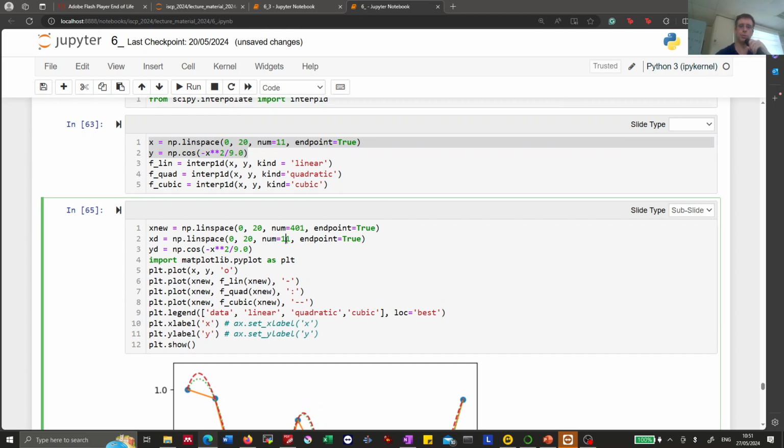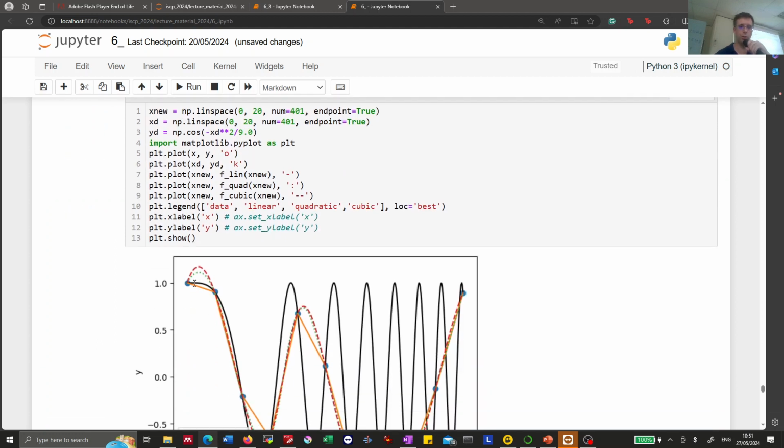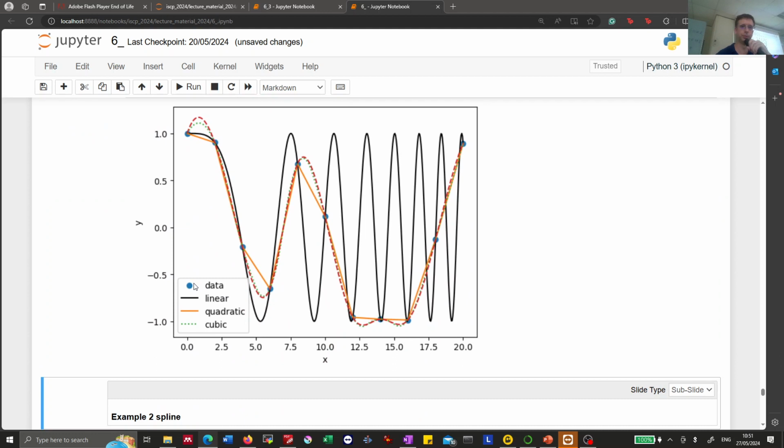Maybe 401 points. Extend, then we plot this as a black curve. How about that? And what we want to see is basically no difference between actual and interpolation. So, uh-oh. Is this good? Is this bad? What's going on?